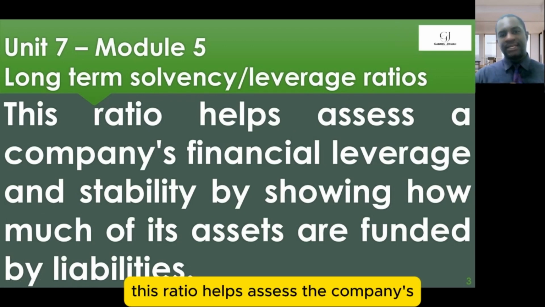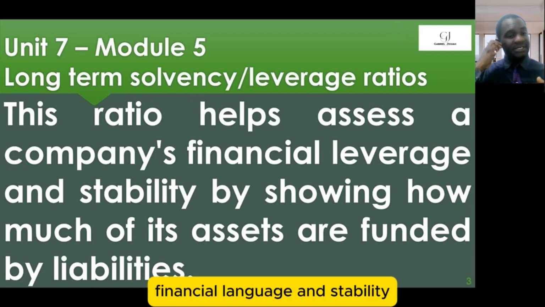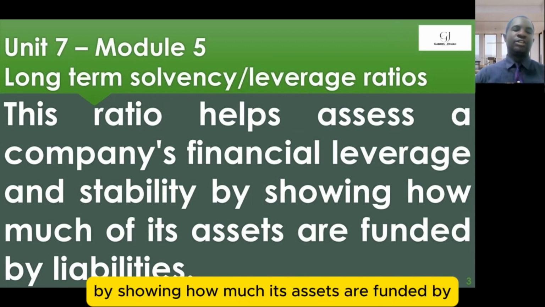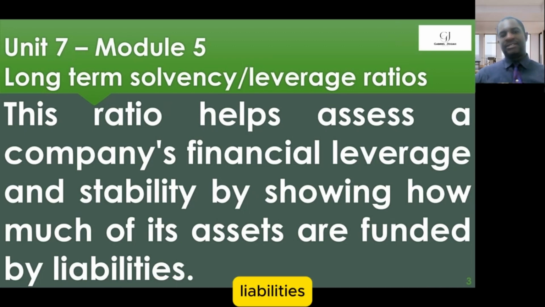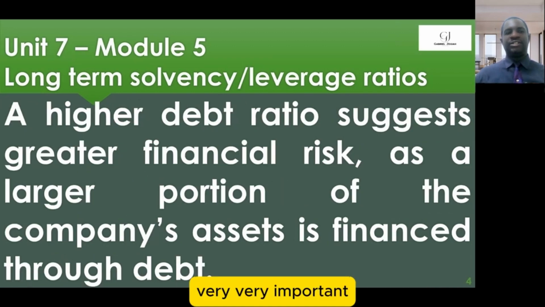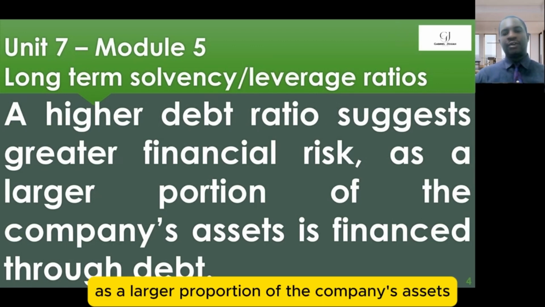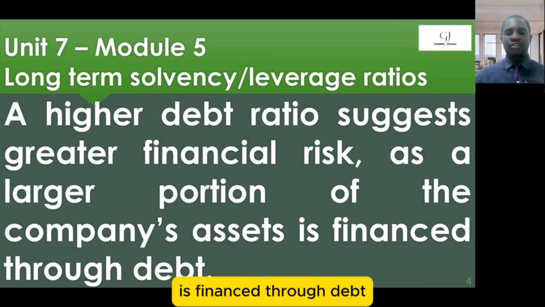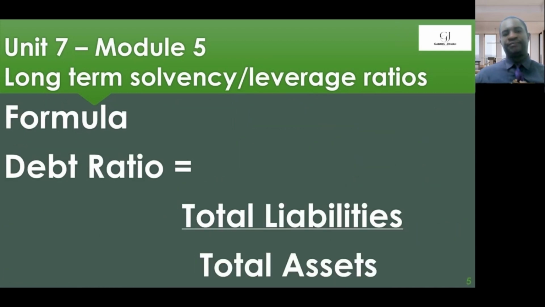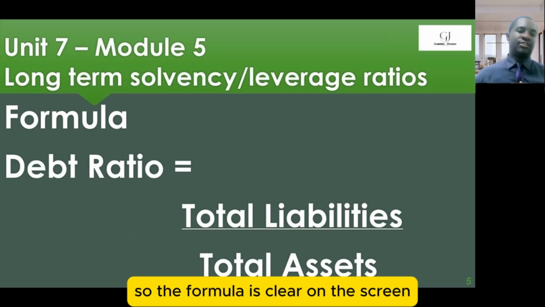This ratio helps assess a company's financial leverage and stability by showing how much its assets are funded by liabilities. Very, very important. The higher ratio suggests greater financial risk, as a larger proportion of the company's assets is financed through debt. So the formula is clear on the screen.